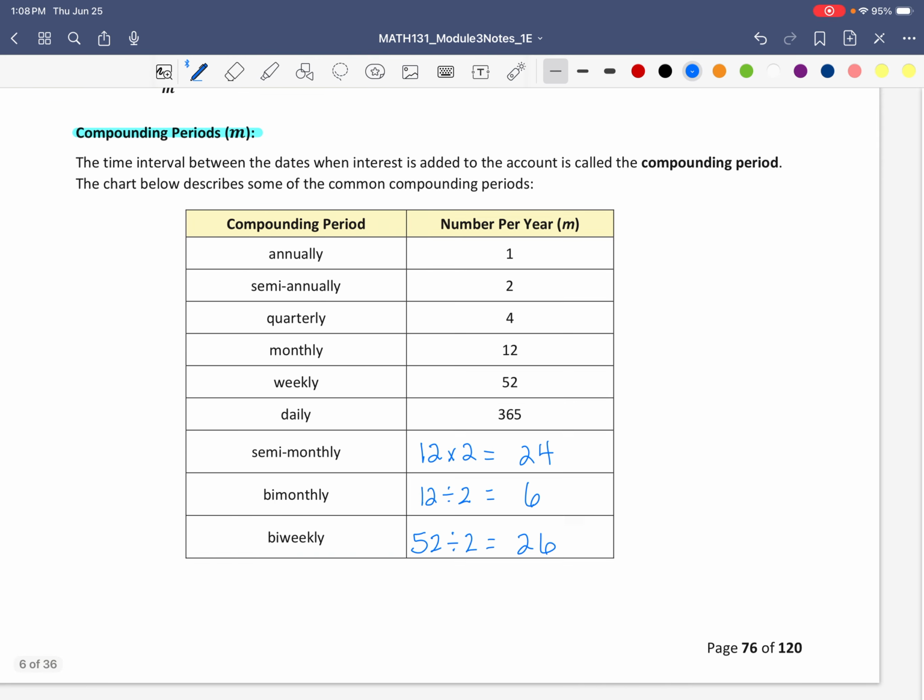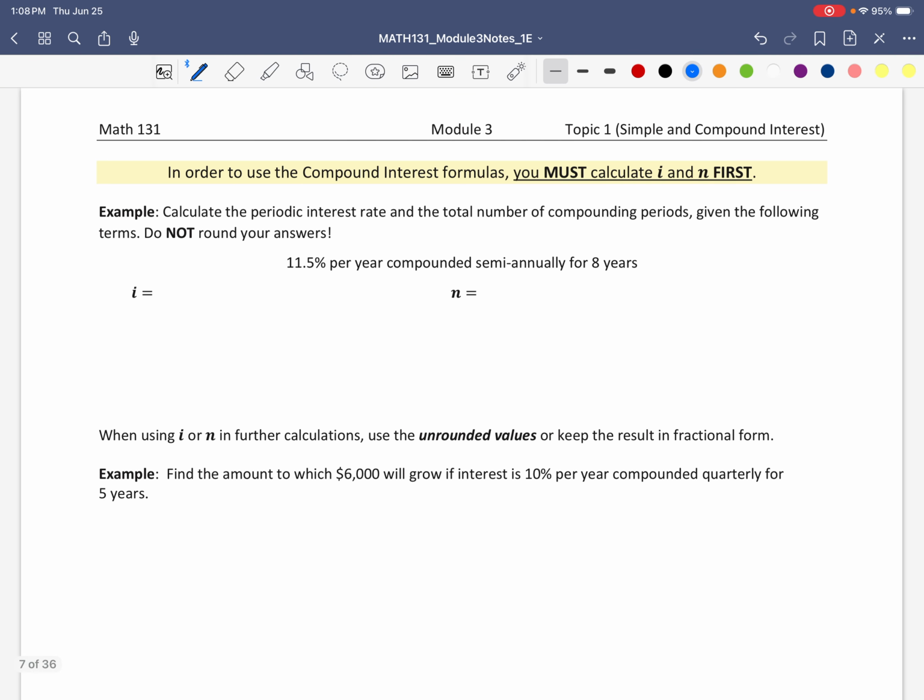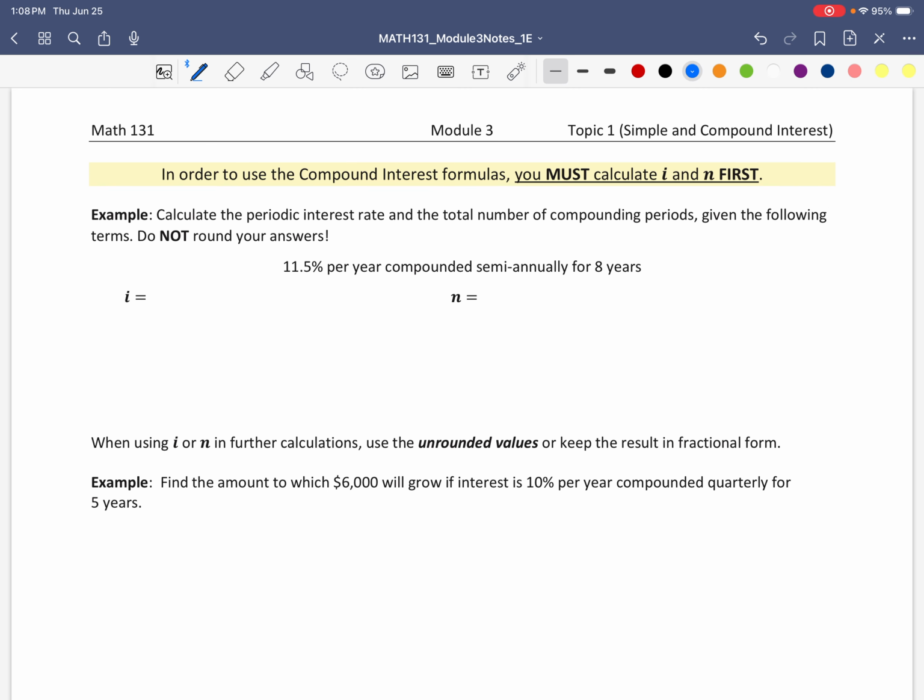Let's first talk about how we have to calculate I and N in order to use our formula. In this example, it says calculate the periodic interest rate and the total number of compounding periods given the following terms. We're not going to round our answer. Here we have 11.5% per year compounded semi-annually for 8 years. We've got our rate, which is 11.5%.